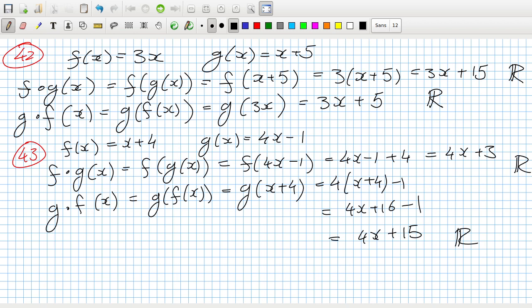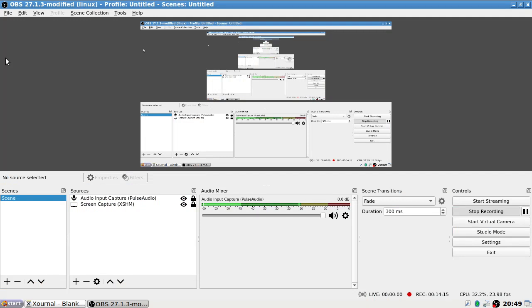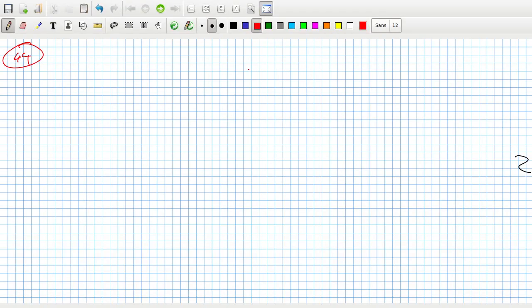Let's check the answer since I have this one, 43. 4x plus 3, all reals. 4x plus 15, all reals. Okay, still no major problems now, like with 44. I'm a bit paranoid about the sound, let me make sure it's there. Yeah, it is. Okay, so 44.